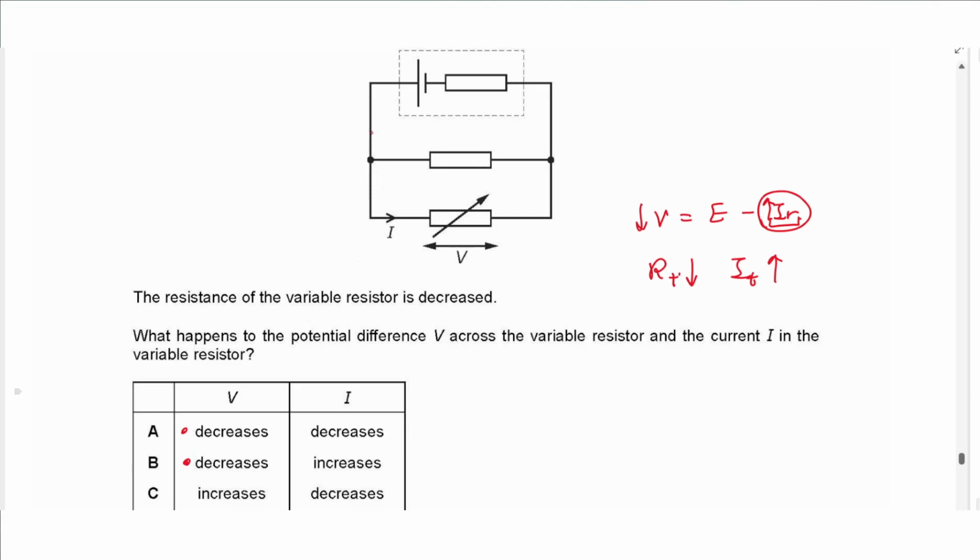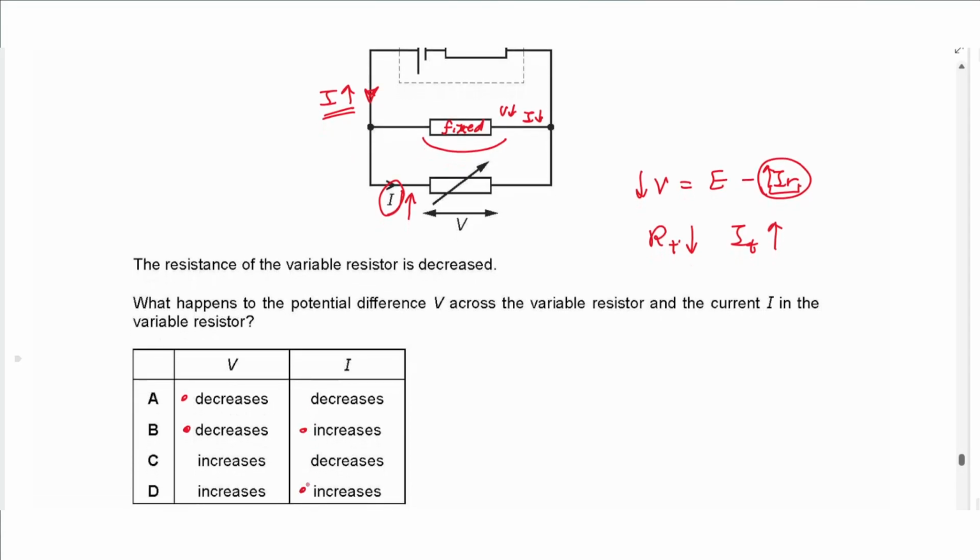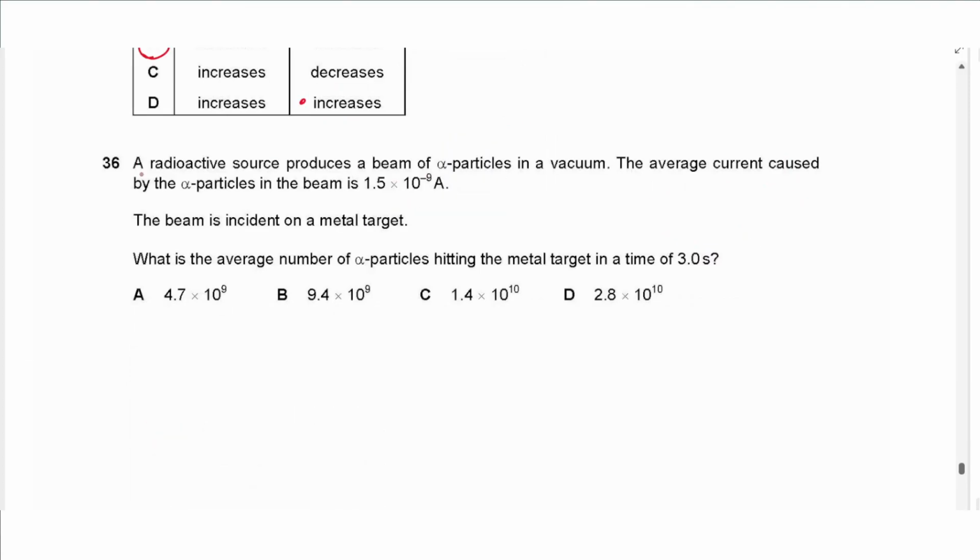If the current increased, the negative part of the equation will increase, so the voltage will decrease, so V will decrease. Now, if the current increased and the voltage across this part decreased, we have for the fixed resistor, the voltage and current are directly proportional. So if V decreases, the current in this resistor will decrease, but the current outside increased, so this one must increase to support the increase in the current in the total circuit. So the current I actually increases in this situation because there is a parallel connection and a fixed resistor. So we choose B.